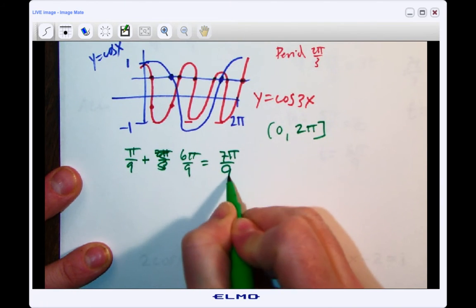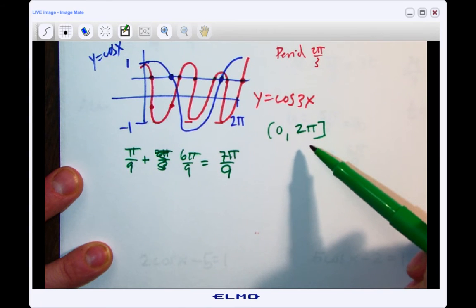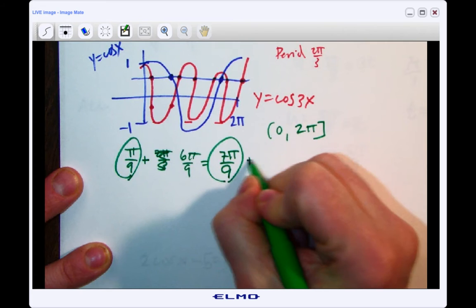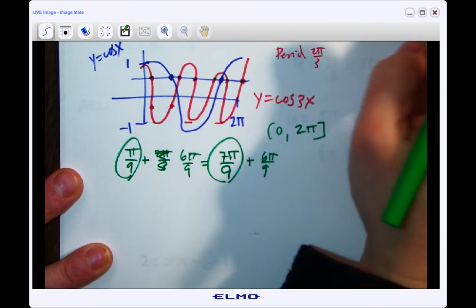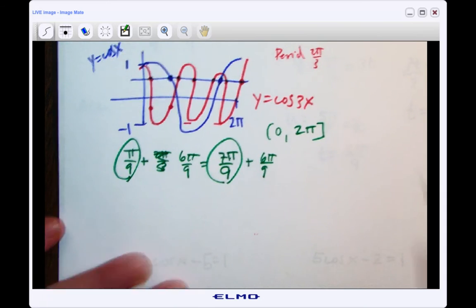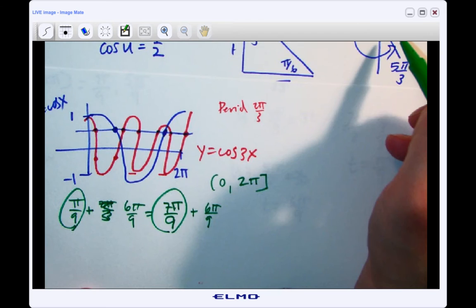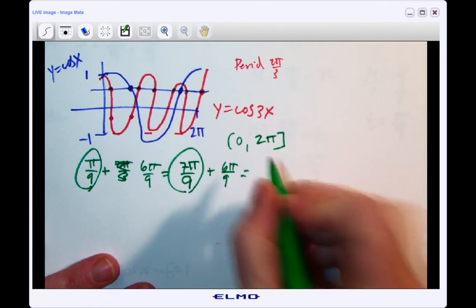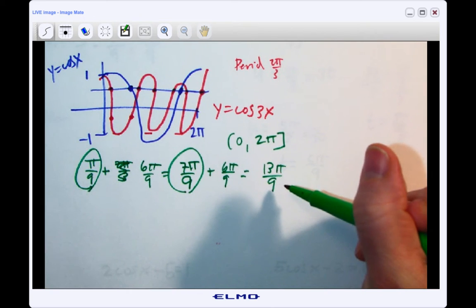over 9. So now I have to stop and check, is that still between 0 and 2 pi? And the answer is yes. So this was our first one. This one's good. I'm going to add another 6 pi over 9. So it'd be like spinning around again. Think about if our unit circle got switched so that instead of a whole spin around being 2 pi, now our whole spin around is 2 pi over 3, right? We're trying to find these other guys. So that one will be 13 pi over 9. Is that between 0 and 2 pi? And your answer is yes.